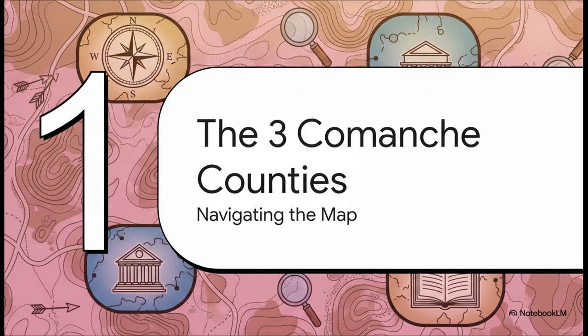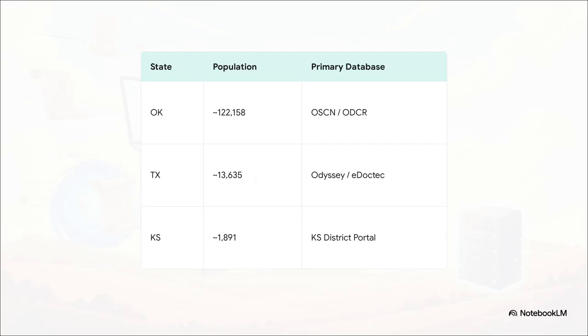Section 1. The three Comanche counties. Understanding the landscape here is absolutely crucial before you even think about typing a name into a search bar. It really comes down to population size, because that directly dictates the technology each county uses. Comanche County, Oklahoma is huge, over 120,000 residents, so they rely on a really robust state-level network. Then you have Texas right in the middle. With about 13,000 residents, they use a dual system approach. And Kansas? Well, it's a small, rural jurisdiction with under 2,000 people, which means it leans entirely on a centralized state portal. Knowing your target state literally dictates your entire search strategy.